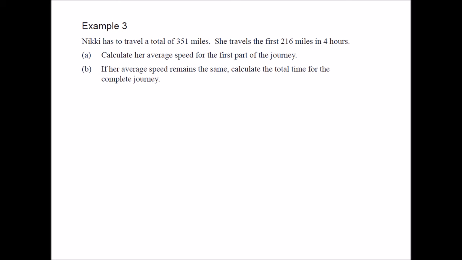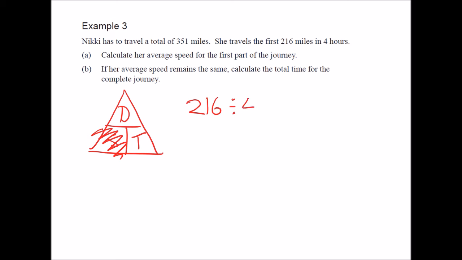Okay, third example. Nikki has to travel a total of 351 miles. She travels the first 216 miles in 4 hours. So first of all, we're going to calculate the average speed for the first part of the journey. Let's use the triangle again. Speed, distance, time. This time we want to calculate the speed, so we'll cover that up. We can see it's distance divided by time. So 216 divided by 4 is what we've got to do, and that is 54 miles per hour.